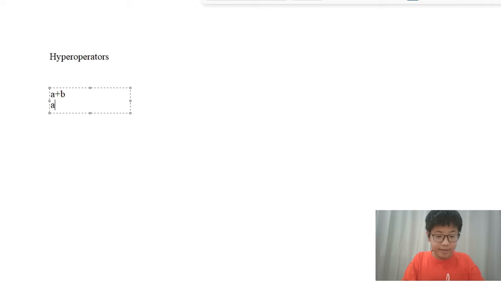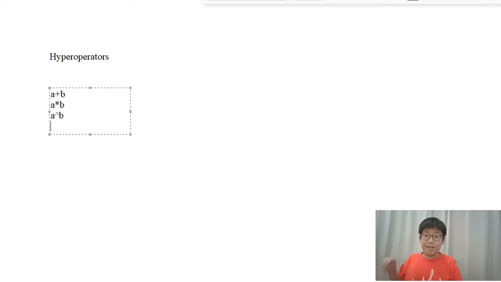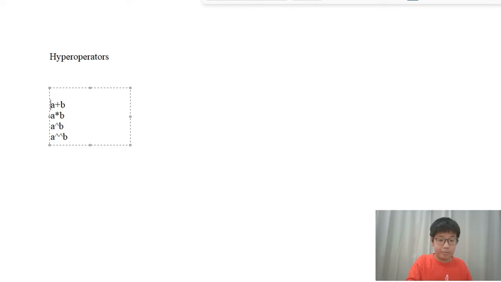Now we have a times b, so we write it this way, and then we have a to the power of b. And you notice that multiplication is addition many times and exponentiation is multiplication many times. Now the natural next step will be tetration. Yes, it is exponentiation many times, and it's going to be our basis for the next hyperoperator.